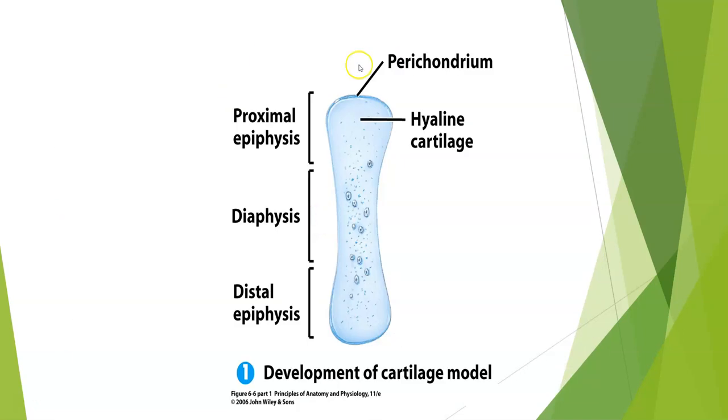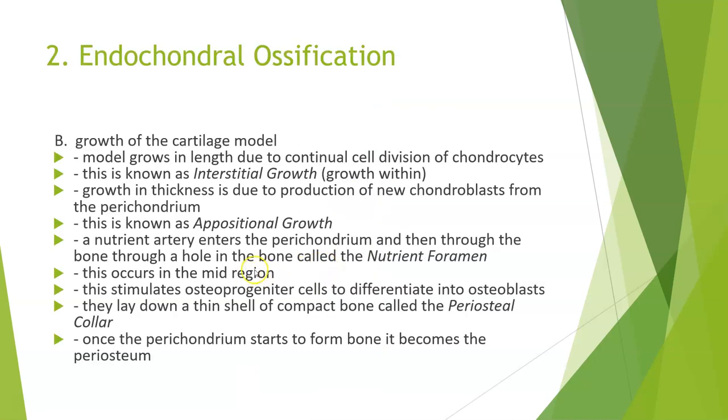So if we look here, we've got the chondroblasts that are dividing towards the ends. And then for width or thickness, the perichondrium starts producing new chondroblasts from the perichondrium inward, thus creating the extra thickness. So this extra thickness is known as appositional growth. Now, as I said before, what happens is we have a nutrient artery that enters the perichondrium and then through the bone, through a hole in the bone called the nutrient foramen, which we have noted. And this occurs basically in the mid-region when it's in the womb. It does get to the ends as we grow taller, and that makes sense, right? Because the bone's getting longer.